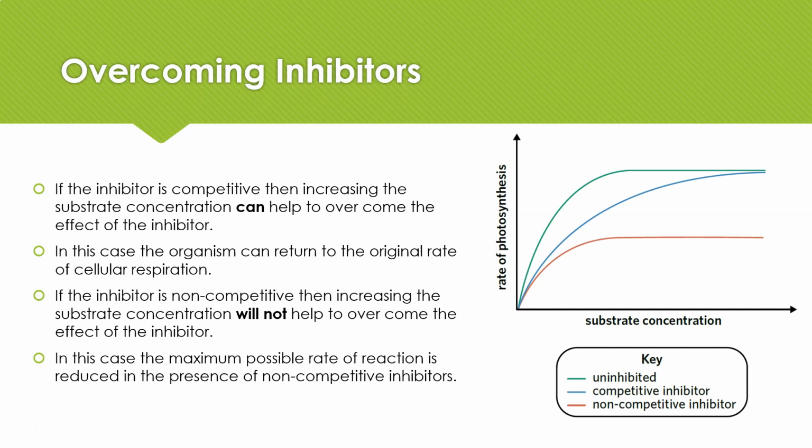And that means that you'll overcome the effect of the inhibitor and the organism can return to its original rate of cellular respiration. However, if the inhibitor is non-competitive, then increasing substrate concentration won't do anything because the substrate is trying to attach to the active site, but there's nothing there. The non-competitive inhibitor is actually attached elsewhere, and so you can increase substrate concentration, but the maximum possible rate of reaction will be reduced thanks to that non-competitive inhibitor, and no amount of changing the substrate will have an impact on that. You'll actually have to get the non-competitive inhibitor detached some other way and removed from the system in some other fashion. So that is how you can actually overcome inhibitors.